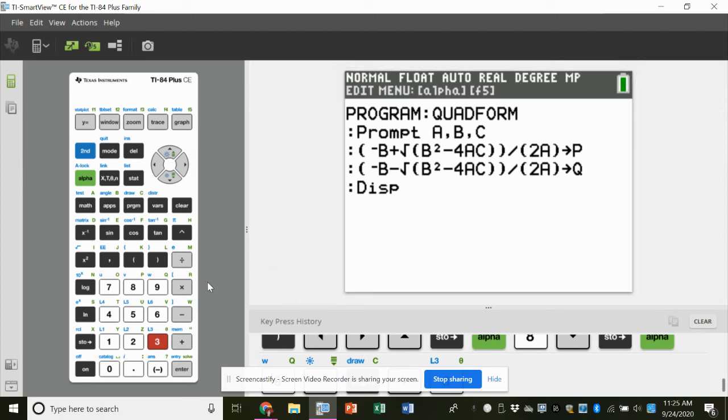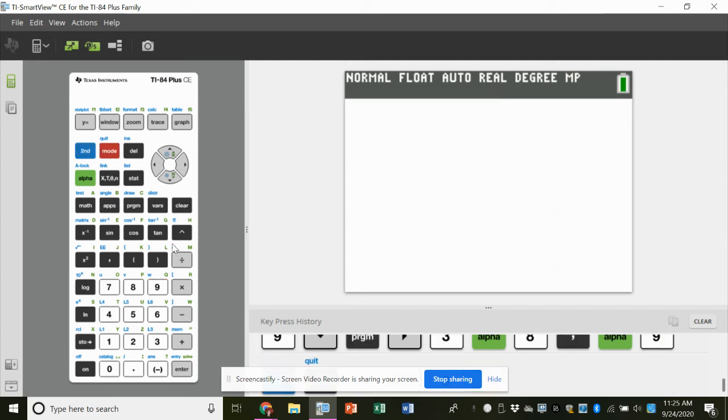The easiest thing to do here is just say display alpha P, comma, alpha Q, and then it should just show them to us. If we wanted, we could always say like P equals, Q equals, but I think this should be satisfactory, okay? So we can go ahead and quit.